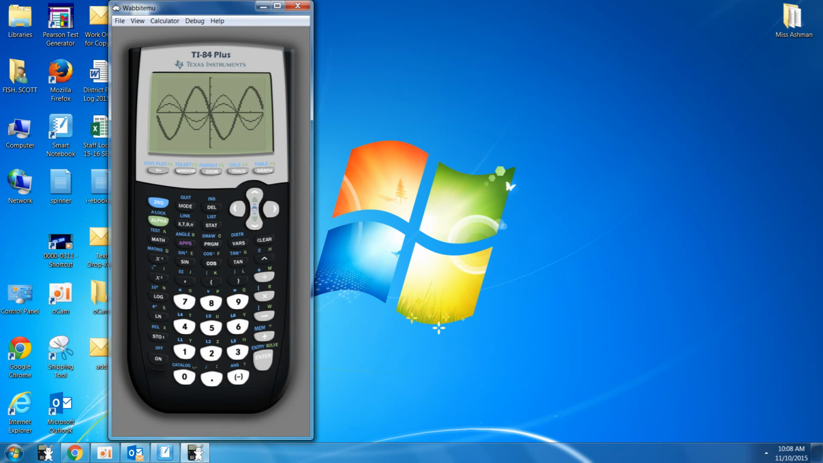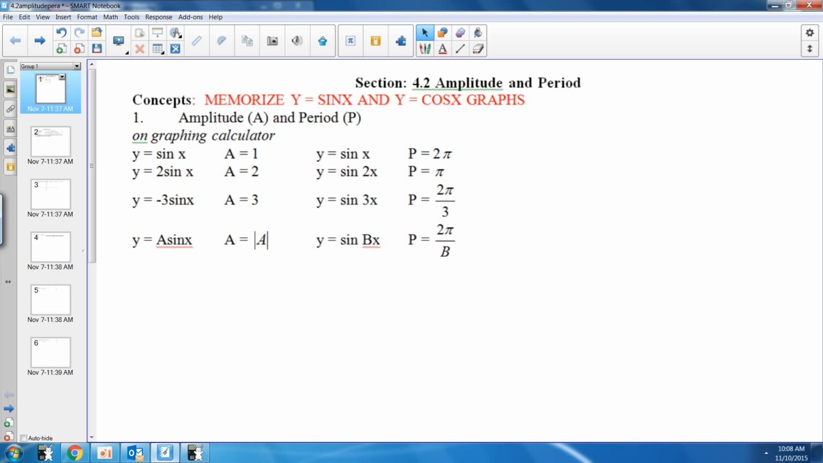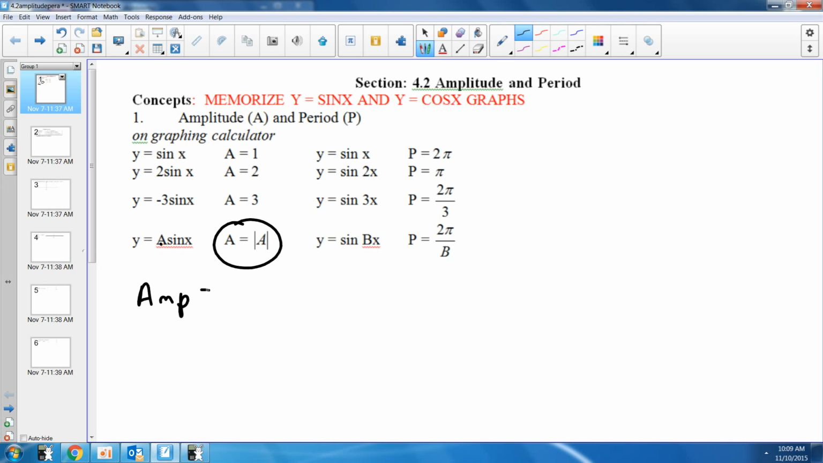So on your notes, you're going to see that when you go through here, your A represents your amplitude. So the amplitude is really equal to the absolute value of A. Whatever number is before that you're multiplying, the absolute value of it is your amplitude for the sine and cosine. Then we're going to look at the period. And the period is a little bit different in that it's a little bit less intuitive when you graph it.